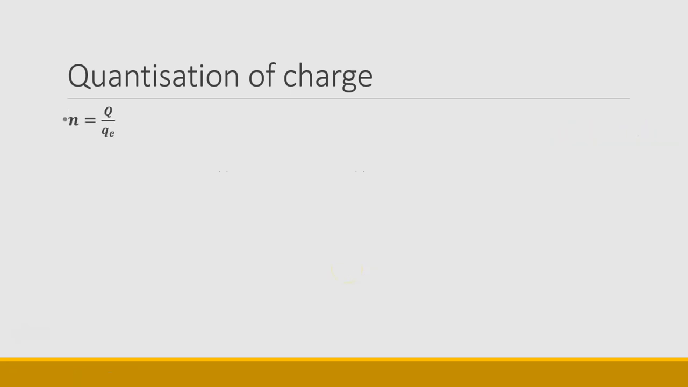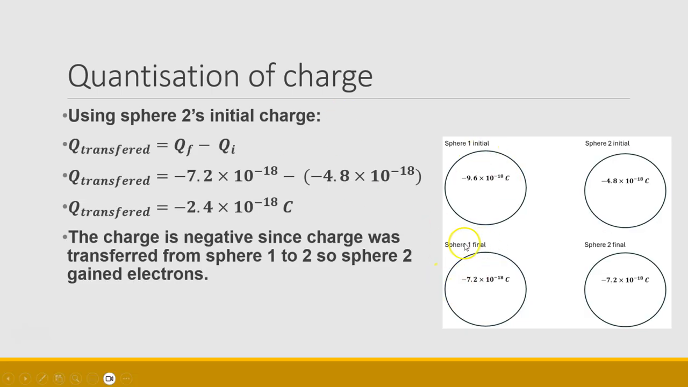And now that we have the total charge, we may calculate the number of electrons that it relates to. But over here, because we have minus 2.4 times 10 to the minus 18, so our charge transferred is negative, we are going to divide by minus 1.6 times 10 to the minus 19, so that the number of electrons is a positive number. And again, we need to make sure that it is a whole number. And note that we get the exact same answer regardless of which final and initial charge we use.